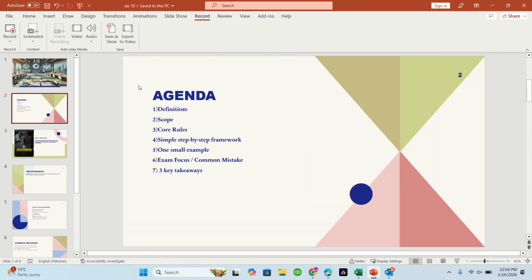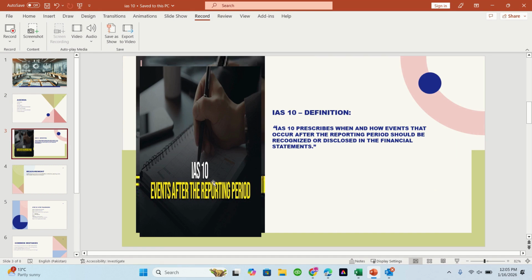Okay, so here we have the agenda of today's lecture. In today's lecture, I will be sharing with you the definition related to IAS 10, its scope, like what it covers and what it excludes, core rules, which include measurement, recognition, presentation, disclosure, a step-by-step framework, one small example, common mistakes, and key takeaways.